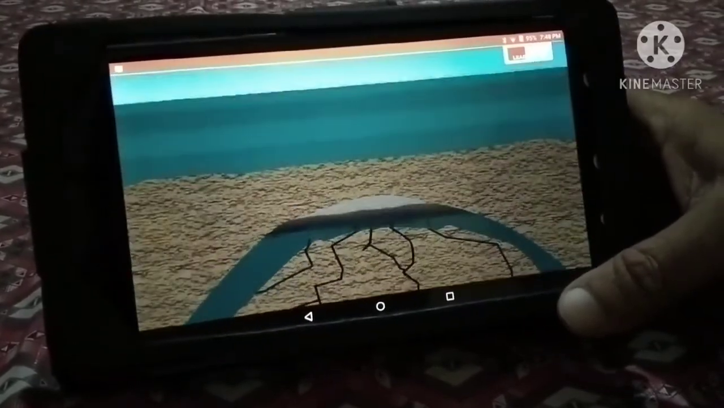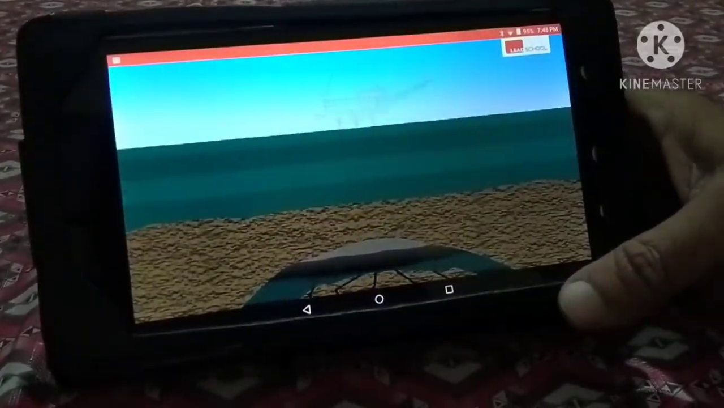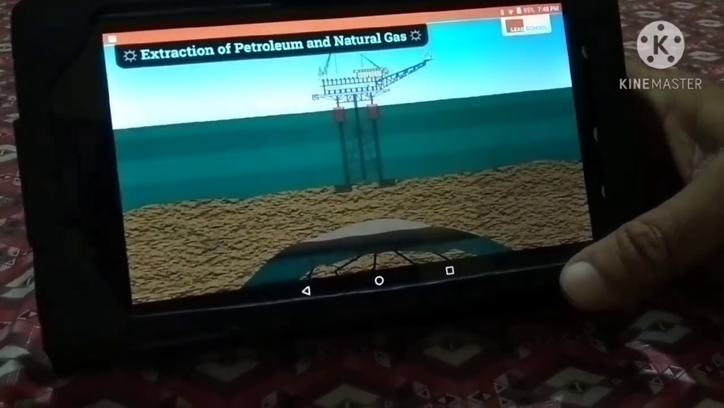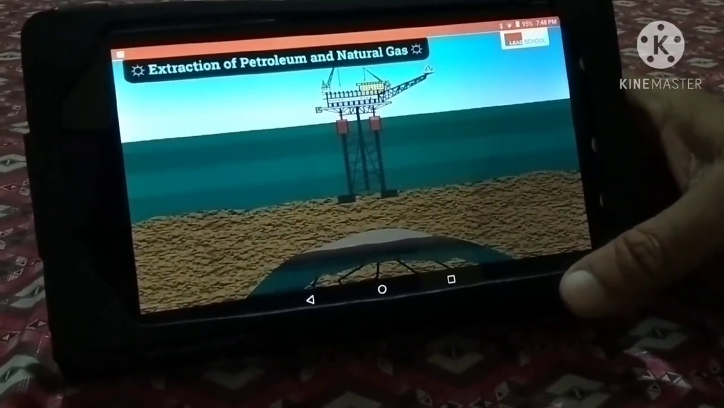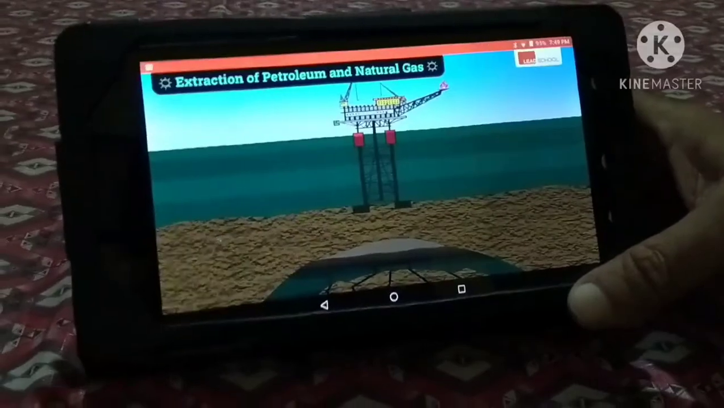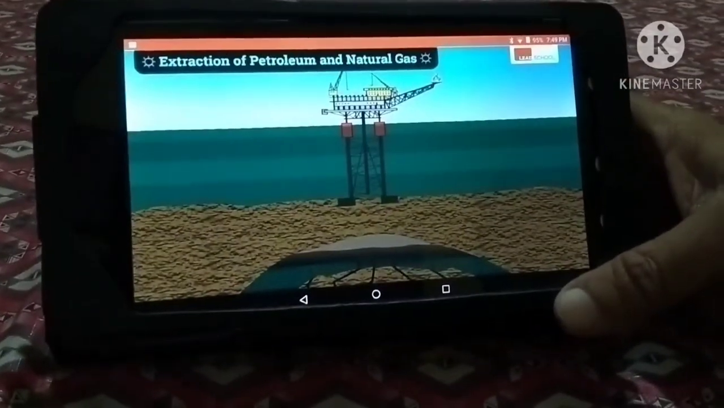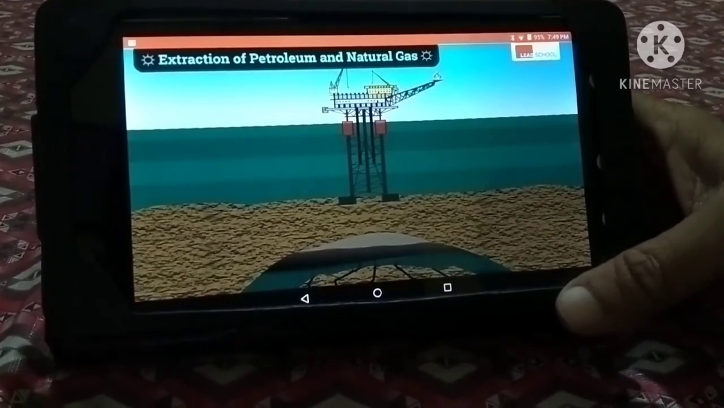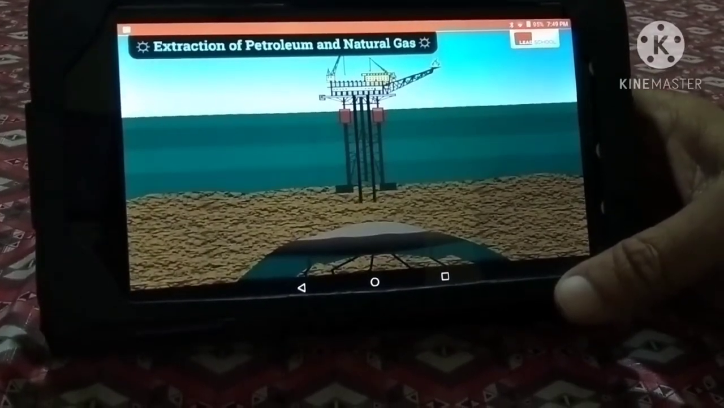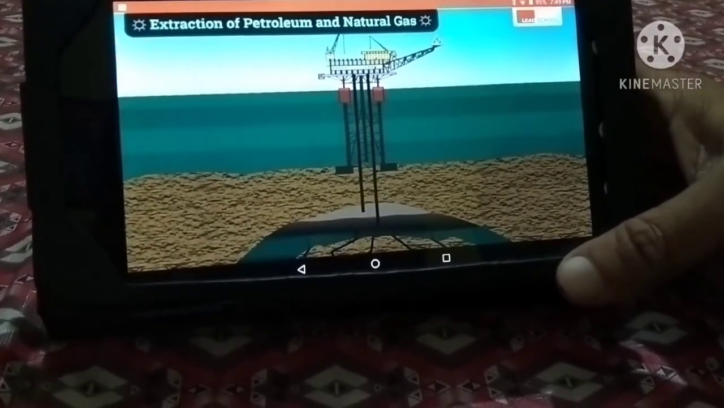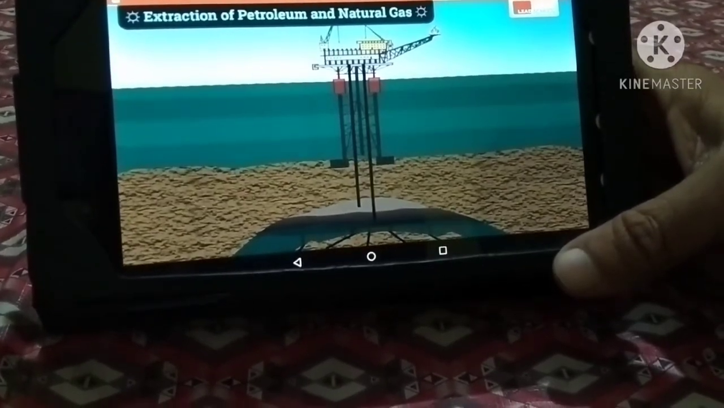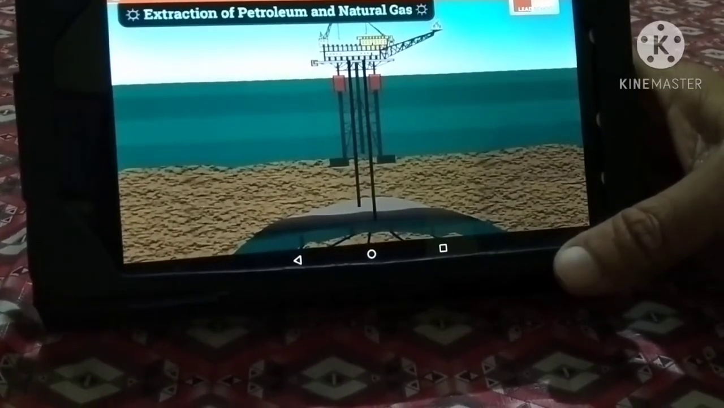To reach the layer which has petroleum, a rig is set up to support the drill. It can be set up on land or offshore in the sea. Then, a well is drilled from the rig until we reach the layer of petroleum. Later, pumps are used to extract the petroleum and natural gas.